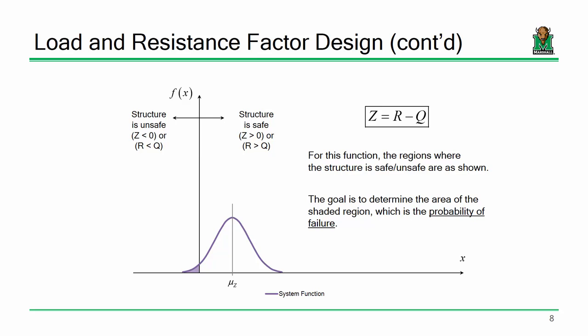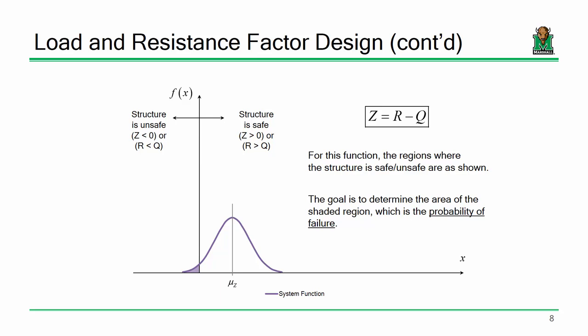Make sense? Over on the right, the other way around. Now the loads are bigger than the resistance. If the load's bigger than the resistance, what's that mean? Bridge is in the river, right? So what we want to do really is control this shaded region. That's what we call the probability of failure. That's all the regions where the structure is deemed unsafe.